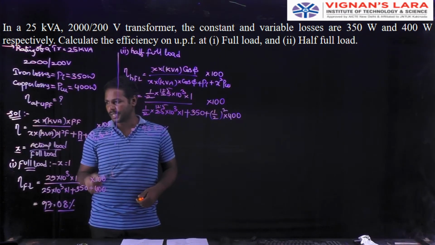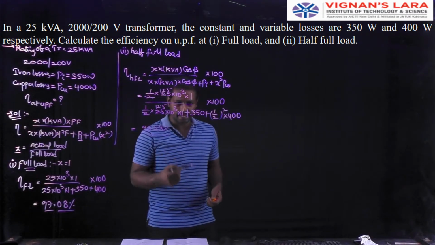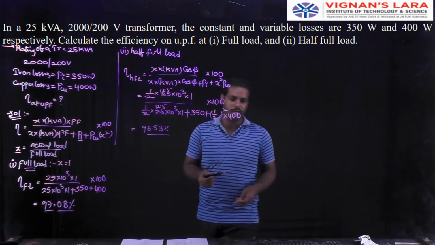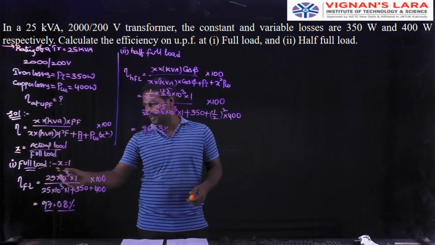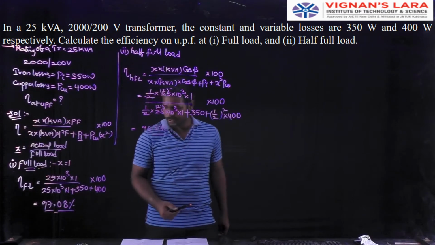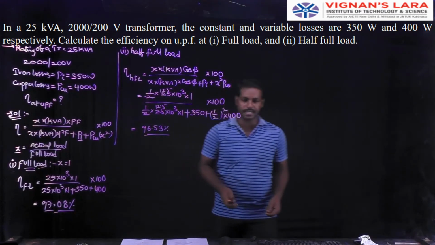So this is the general expression of a transformer with which we can find the efficiency. Considering the OC and SC test, open circuit and short circuit test, when the transformer is operated on full load condition we get 97.08%, and the other one is 96.53%.